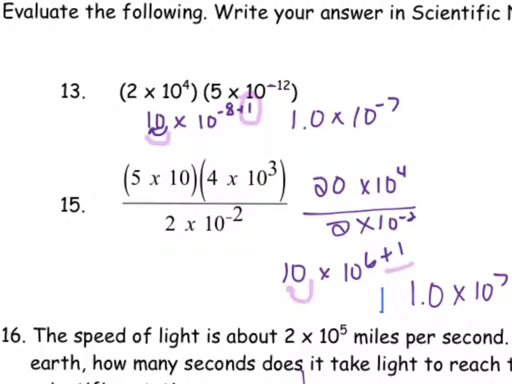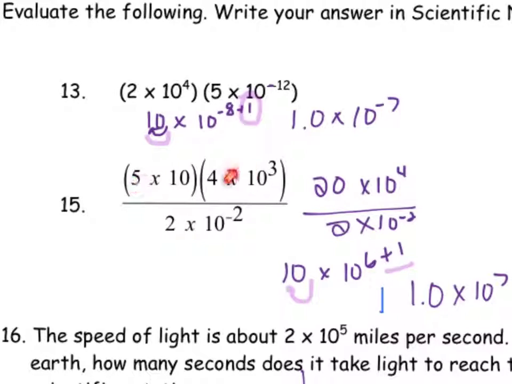I'm going to concentrate on 13 and 15 and then move over. For this one, I multiplied 10 times 5 to get 10. And when I'm multiplying powers with the same base, I add the exponent, so 4 plus negative 12 is negative 8. I had to move my decimal one place this way, so I made it 1 smaller, so I had to make my exponent 1 bigger. So negative 8 plus 1 is negative 7.